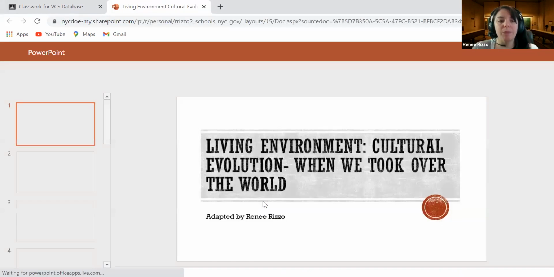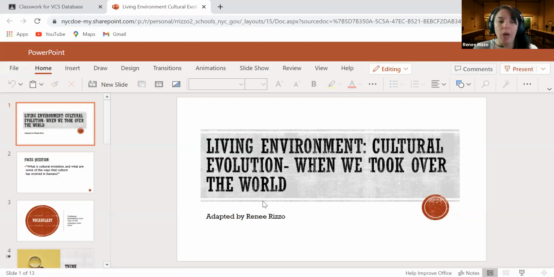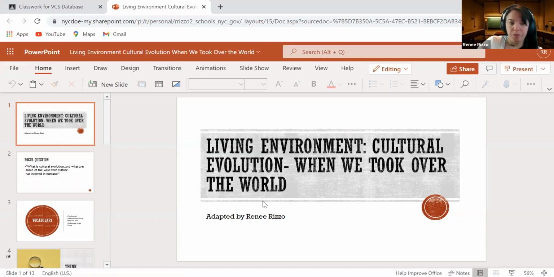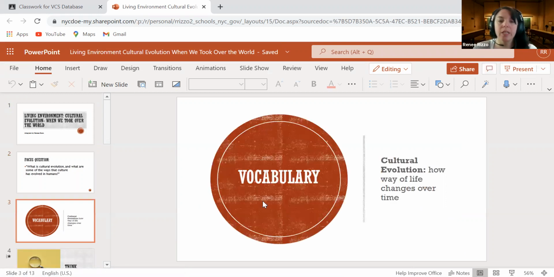So, this particular lesson is Living Environment, Cultural Evolution: When We Took Over the World. The focus question for this lesson, which I elected to use from the original lesson, is what is cultural evolution and what are some of the ways that culture has evolved in humans? The vocabulary that I believed was essential to understanding this particular lesson is cultural evolution, how way of life changes over time.